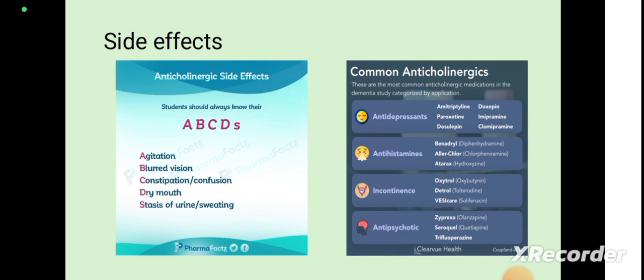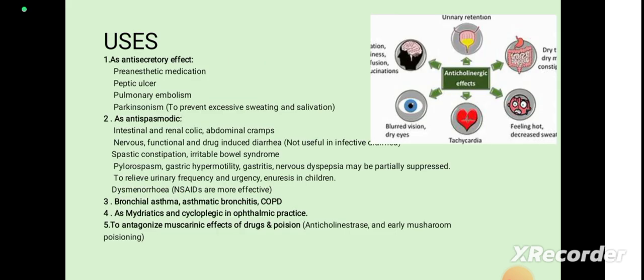Antidepressants are mostly doxepin, clomipramine, and similar drugs. Then antihistamines can be Benadryl, Allerclor, Atarax. These are all types of the medicines. Detrol, Vesicare, Zyprexa, Seroquel, Trifluoperazine. These are antipsychotics. So these are types of common anticholinergics used in different categories.